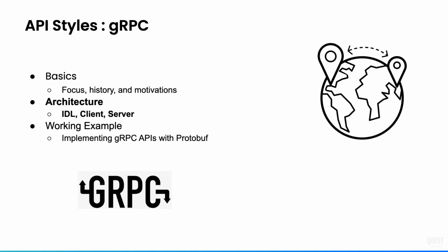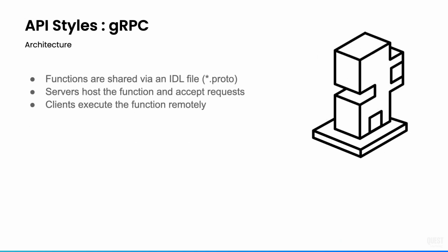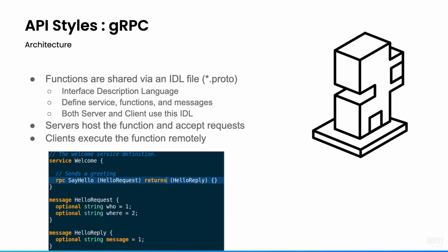Now, let's take a look at the actual architecture of what it's really like to set up a remote procedure call system. There are three key components: the interface definition language, the shared understanding of that interface, the stub, and the client implementation of that interface, and the server implementation of that interface. So functions are shared via an IDL file, the actual signatures.